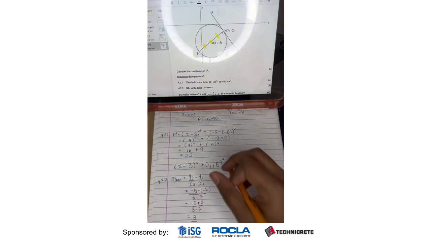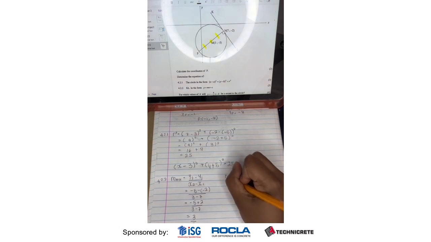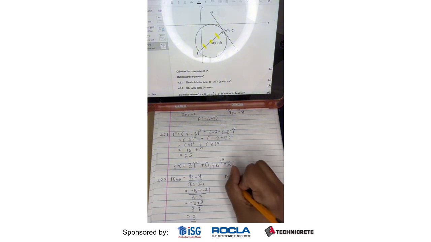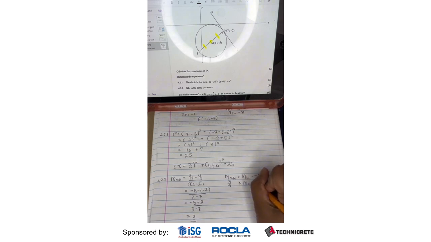Okay, and what did I just say? When gradients are perpendicular, the gradient of MN times the gradient of KL is equal to negative 1. So this is 3 over 4 times the gradient of KL is equal to negative 1. Gradient of KL is therefore going to be negative 4 over 3. And we know that they are perpendicular because the radius is perpendicular to the tangent.